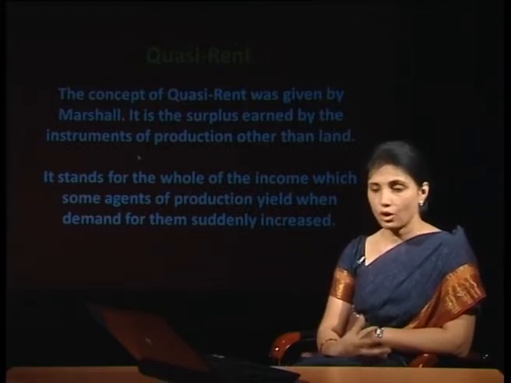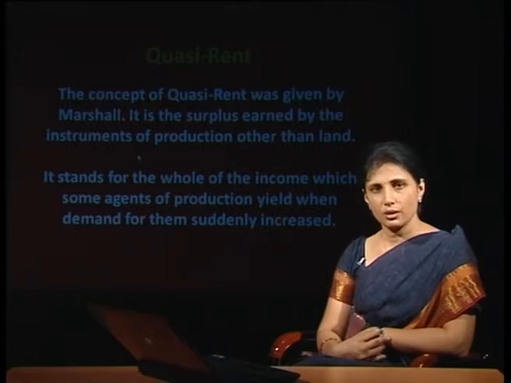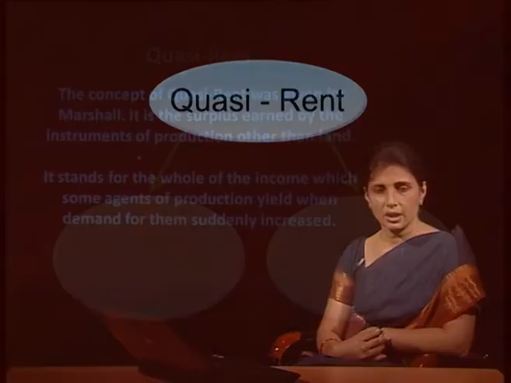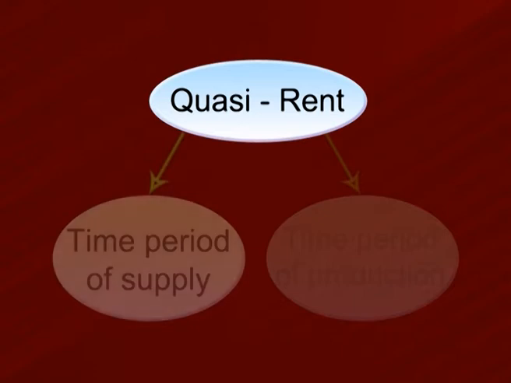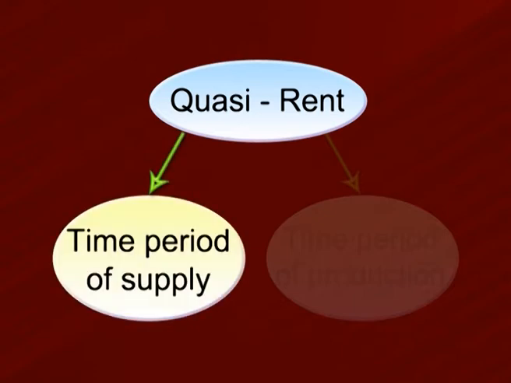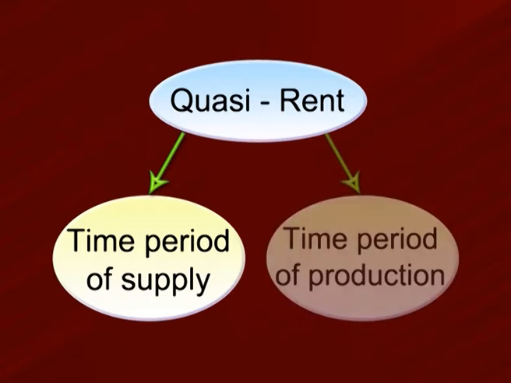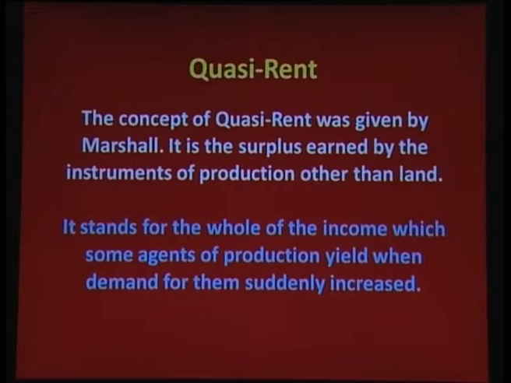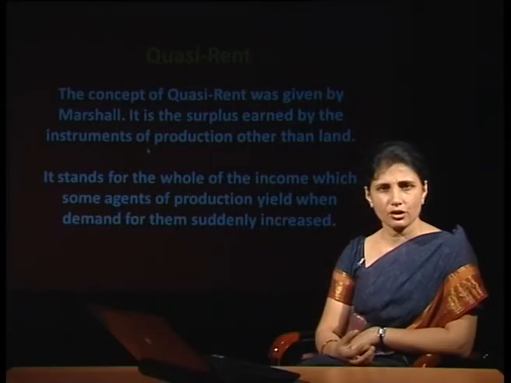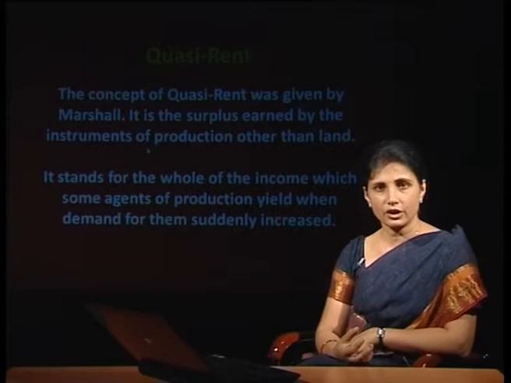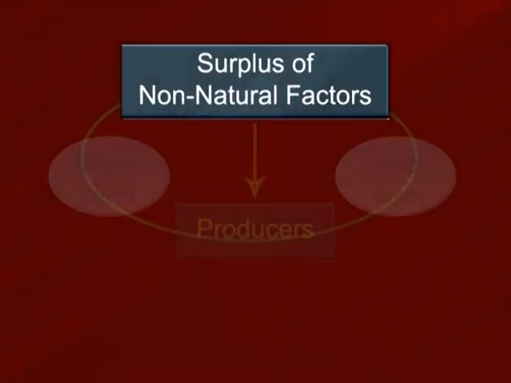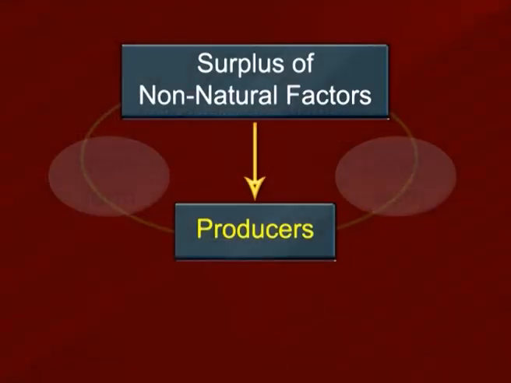So, what is it? The concept of quasi-rent was given by Alfred Marshall, and basically it is related to the time period of the supply of the factors of production as well as the time period of the production. It is the surplus earned by the instruments of production other than land. Land is a natural factor of production, but there are other factors of production which are actually not natural.